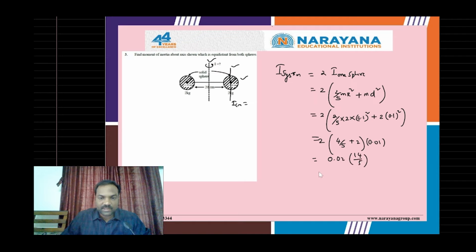Actually we are not having options here, so that's why I'm ending up with some numerical value. So obviously this is 0.28 by 5 kg meter square, nearly 0.5 something you'll get, but that's enough.